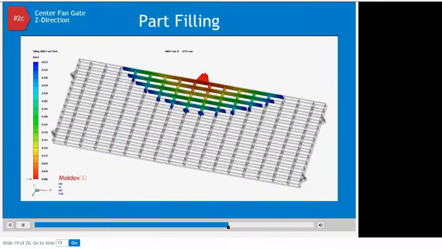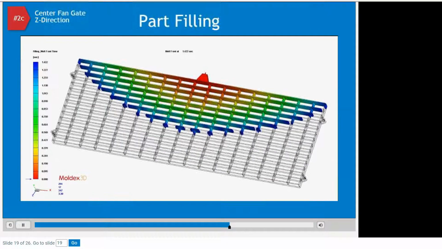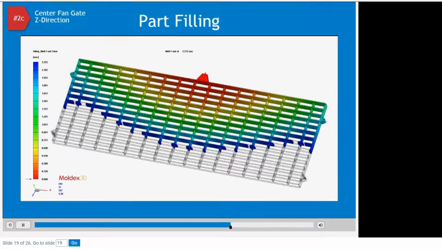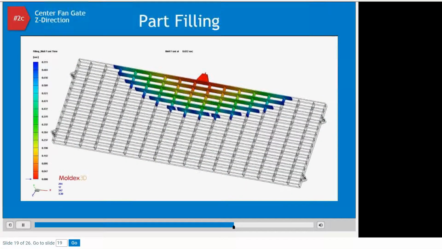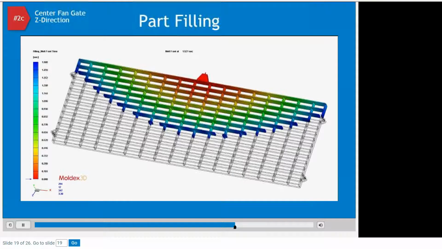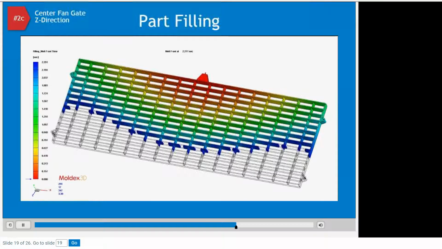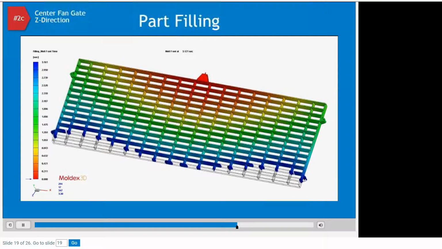You can see that in this example, the fill pattern is more even than it was with the original 4 millimeter rib example. The 3 millimeter ribs in the Z direction slow down the fill in the center section, and the pattern appears more even at the end of fill. Yeah, it's pretty even, but not quite yet.